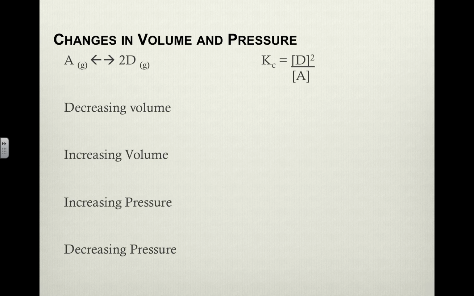Okay, now, with gases, we can do things like changing the volume and pressure. So let's say we've got this hypothetical system where we have A yielding 2D. If we decrease the volume, okay, we're in effect increasing the concentrations of everything. Well, notice that D is squared, so we're changing that much more than we are A. Okay, so we'll actually shift towards the fewer moles of gas. So here, for this scenario, it would be shifting left.